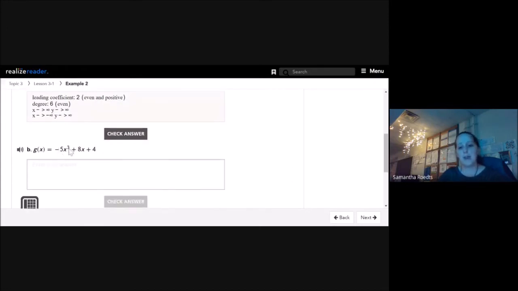So again, negative 5x cubed plus 8x plus 4. My leading coefficient is negative 5, so that's a negative. My degree is 3, and that's odd. So it's going to have a negative slope. As my x goes towards infinity, my y values are going to go towards negative infinity. As my x values go towards negative infinity, my y values are going towards positive infinity.